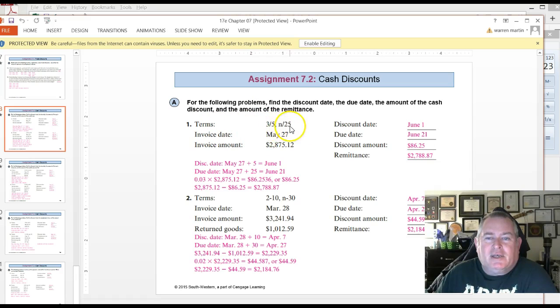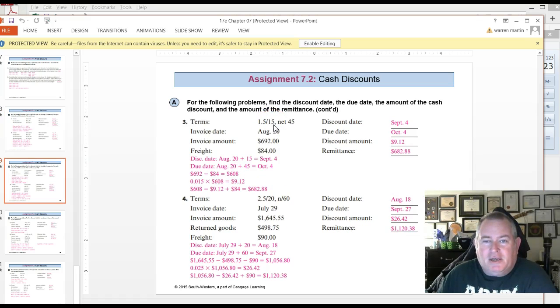The thing you need to understand is what all this means. If you go through this presentation and the book, you'll understand what the 3, the 5, and 25 mean. So the problem is you find a discount date, the due date, the amount of cash, the amount of remittance. The discount date is May 27, right there. Plus 5, where you get that 5 from is right here. It's 3-5, like on the next slide, right? This one here, terms, right? 20. You got invoice date of July 29, plus 20 days makes it August 18, right?